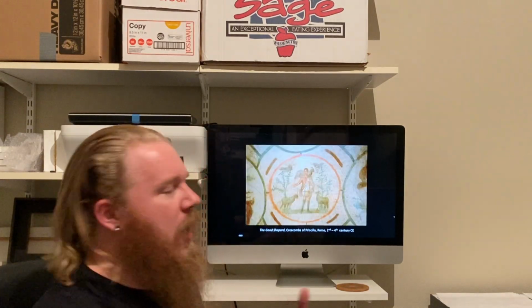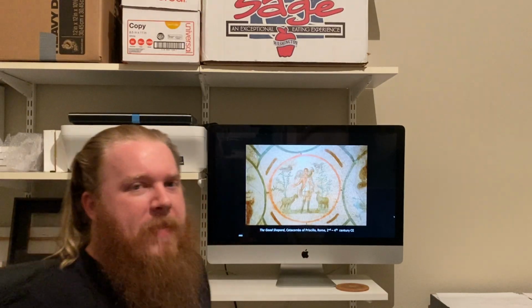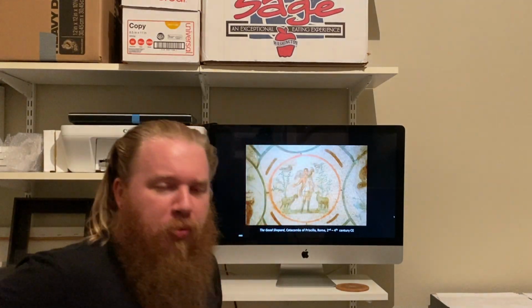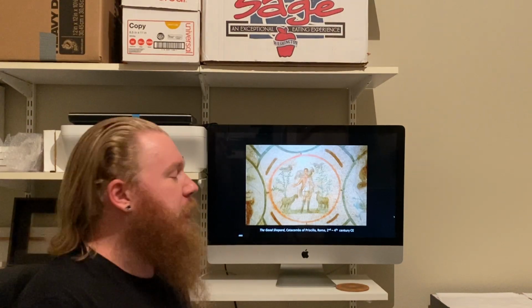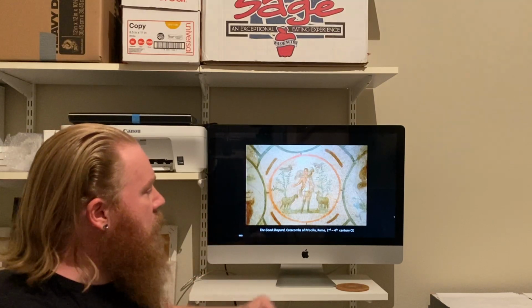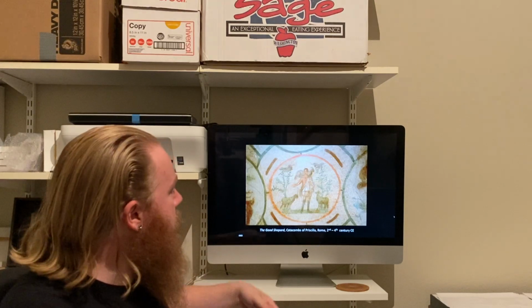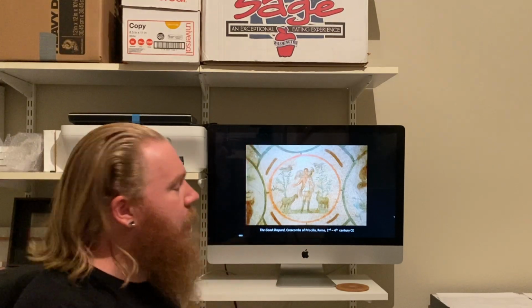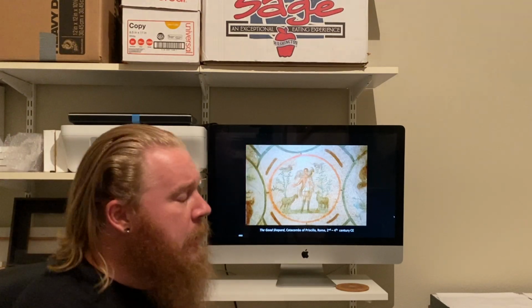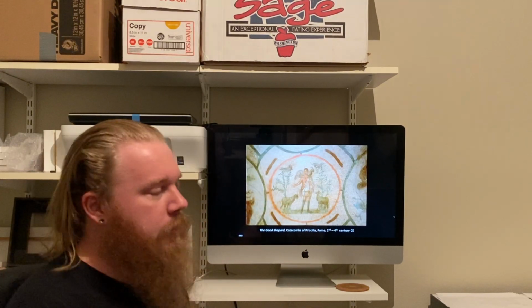But we see all kinds of different work in these catacombs. Here we can see a major symbolic motif that's very prevalent within early Christian art, but also just Christian art in general. This comes from the catacombs of Priscilla, also from Rome, dated to between the 2nd and 4th century CE. This is a motif that comes to be known as the Good Shepherd, and it is very common across all of Christian art.